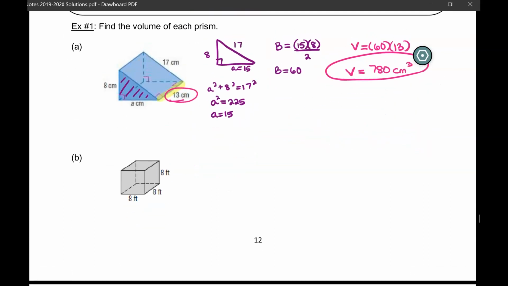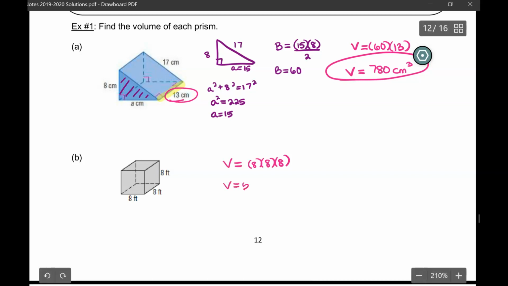Okay, next one, it is a cube, which is actually super easy. We can just multiply, right? We'll multiply 8 times 8 times 8, or 8 to the 3rd power, and we get the volume is 512 cubic feet.